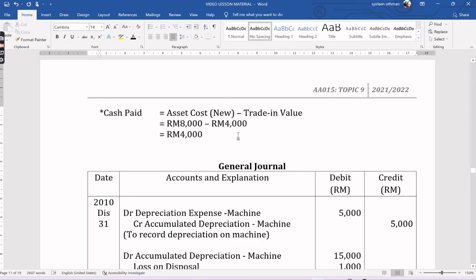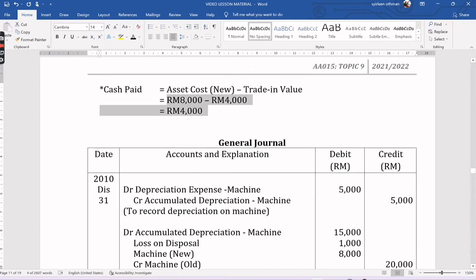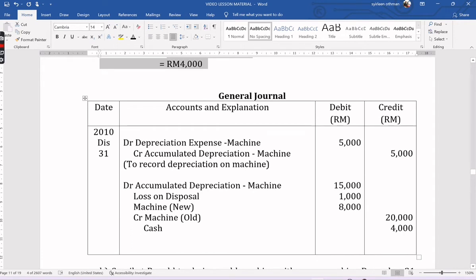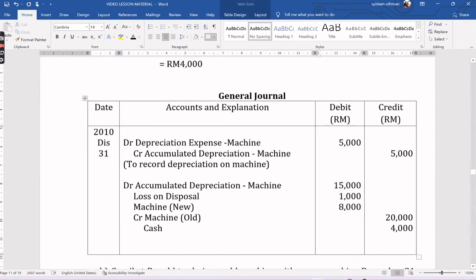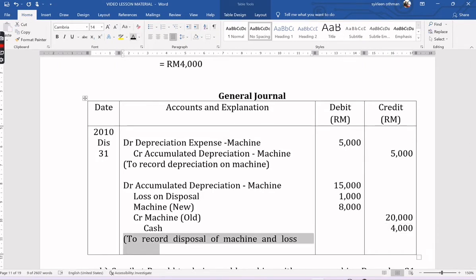That 4,000 ringgit is not taken directly from the question. It was calculated by using this formula. Okay, so you need to calculate. So nilai cash paid mesti dicari. Okay, so you see here on the debit side, you have 24,000. And the credit side you have 24,000 as well. So that means sebelah debit dan sebelah credit sama lah balance. Okay, so here actually we are recording the disposal of the machine and to record the loss as well.